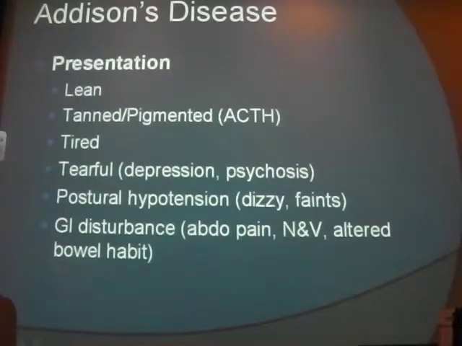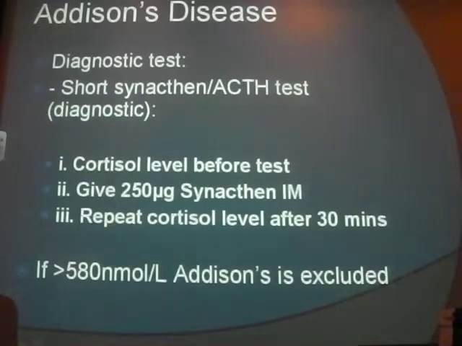How are we going to investigate Addison's disease? Short synacthen test. Okay, that's the diagnostic test. So you do a cortisol level before the test, you give your synacthen IM, and then 30 minutes later, you repeat your cortisol level. If it rises to roughly this sort of figure, then you've excluded Addison's disease. Okay? How are we going to manage Addison's, just broadly?